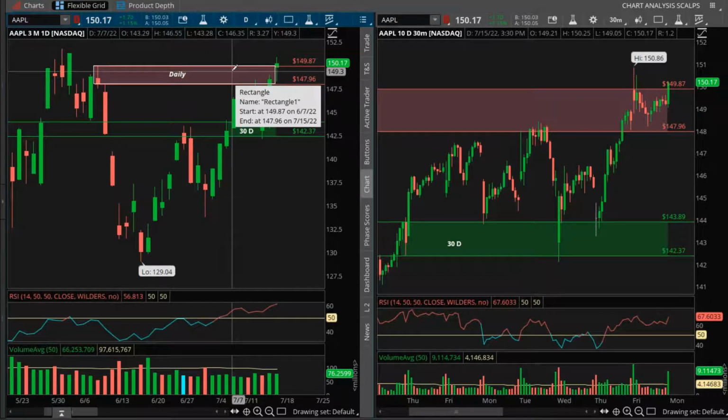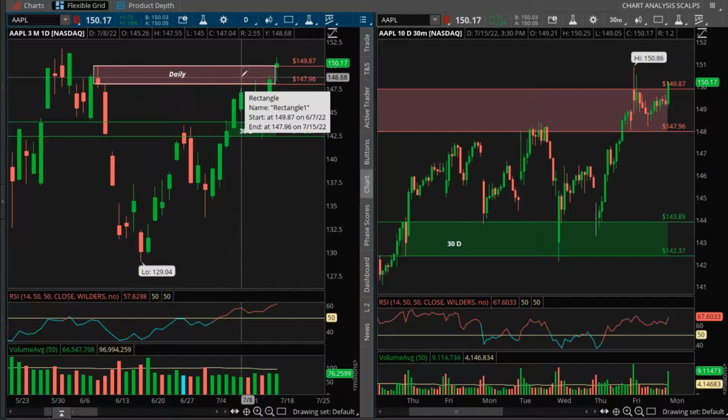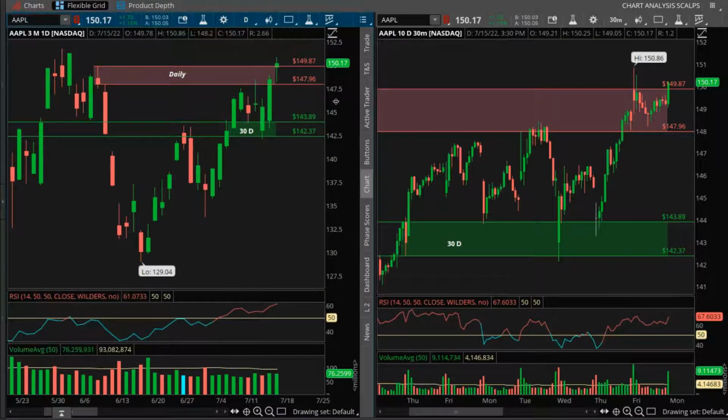So this is what I saw in the daily time frame. This was the supply zone, and I wanted to see price get back into this area, and I wanted to see those sell orders get filled and move price lower. So that's the daily look.